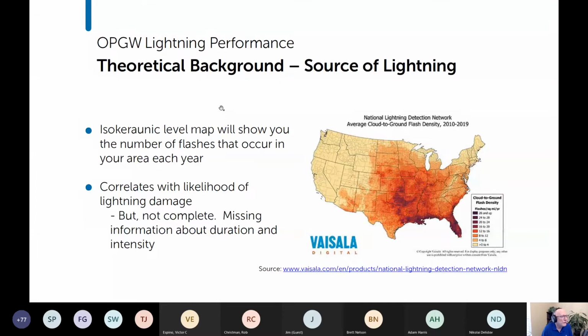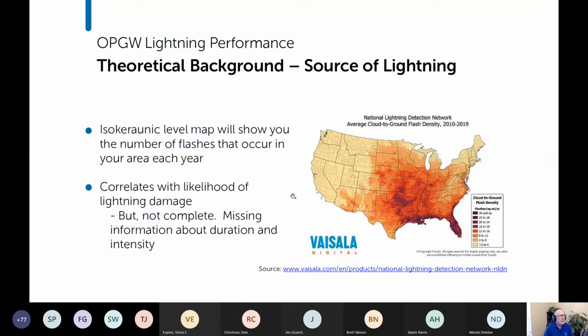So what's the source of lightning? Well, obviously the clouds. You can get some information about isokeraunic level, and we'll talk about it in detail in just a minute. You can get an isokeraunic level map that shows you the number of flashes that occur in your area each year. You can find these maps on the internet.